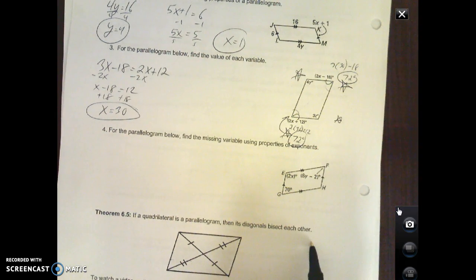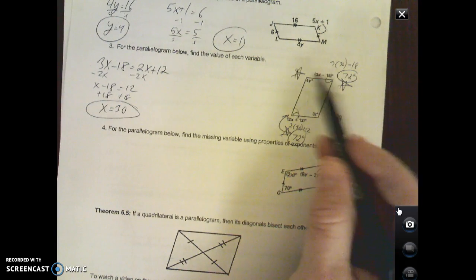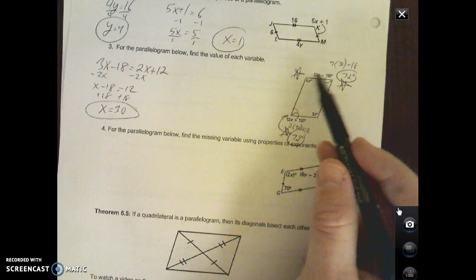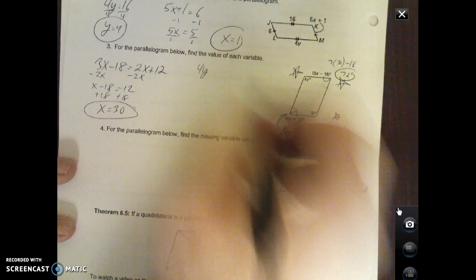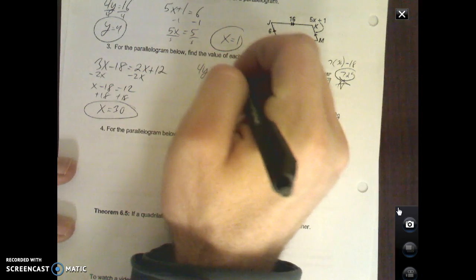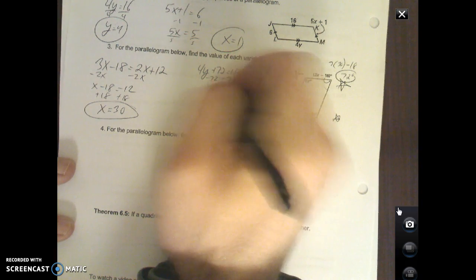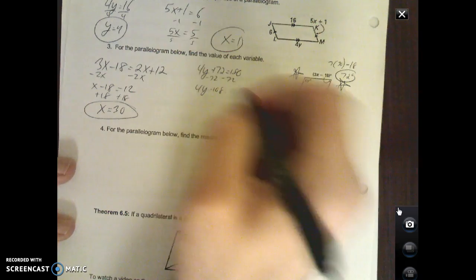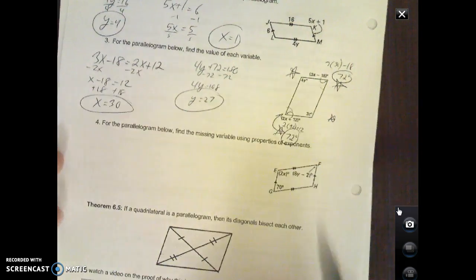Awesome. Well, now, angles next to it have to add up to 180. Okay? So here's my option. I can say 4y plus 72 equals 180. Subtract 72. 4y equals 108. Y equals 27.